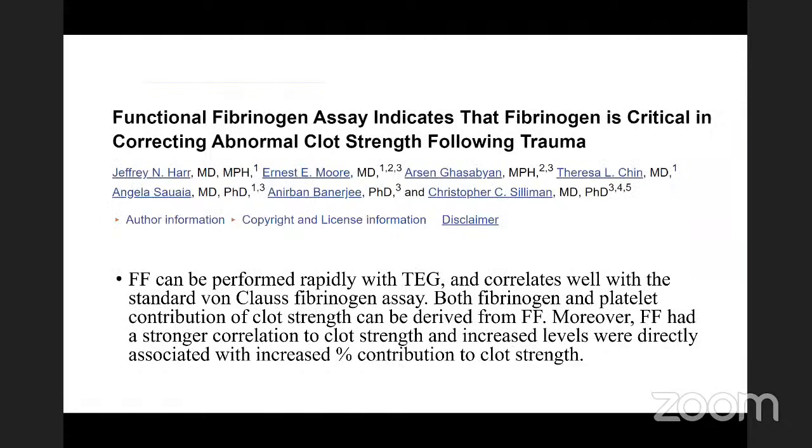This is the other study on functional fibrinogen done by Harr et al. The functional fibrinogen assay indicates that fibrinogen is critical in correcting abnormal clot strength following trauma. The functional fibrinogen can be performed rapidly with TEG and correlates well with the standard Von Clauss fibrinogen assay. This Von Clauss fibrinogen assay is a real-time assay where the fibrinogen clot strength can be assessed. Both fibrinogen and platelet contribution to the clot strength can be derived from functional fibrinogen. Moreover, the functional fibrinogen has a stronger correlation to clot strength, and increased levels were directly associated with increased percent contribution to the clot strength.